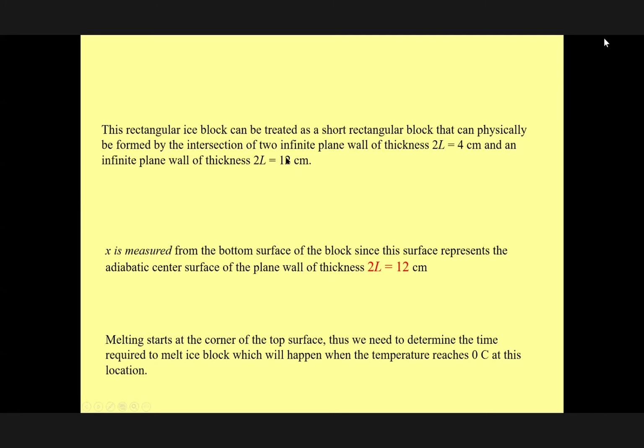At this moment, forget about this number. This rectangular ice block can be treated as a short rectangular block that can physically be formed by the intersection of two infinite plates. One is 4 centimeters, the other one is 10 centimeters. I will come back here. X is measured from the bottom surface. Again, X is measured from the bottom. This surface represents the adiabatic center.